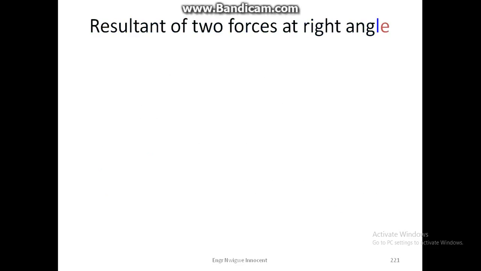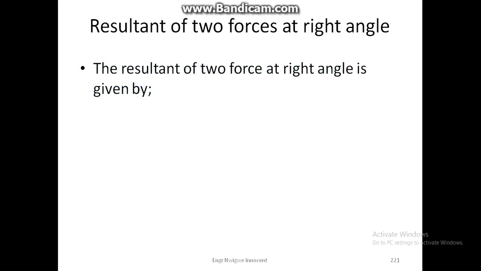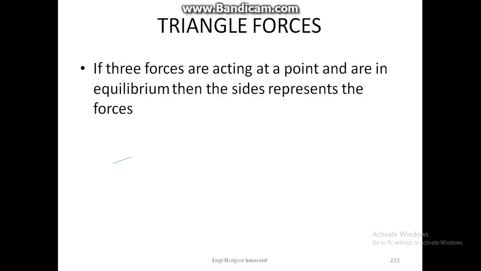We are still on the resultant of two forces, now at right angle. The resultant of two forces at right angle is given by R squared equal to AB squared plus DB squared. Triangle of forces: if three forces are acting at a point and are in equilibrium, then the sides represent the forces. F1, F2, F3 are concurrent forces.